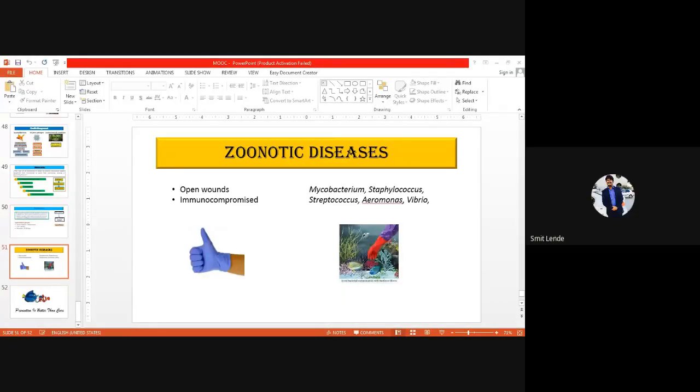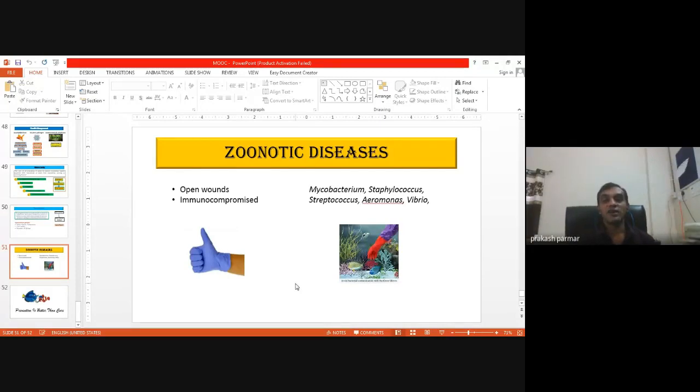So zoonotic diseases are diseases that spread from fishes to humans. That also we have to consider, because it is important for human health. Generally, mycobacteria are more zoonotic in nature than Staphylococcus, Streptococcus, Aeromonas, and Vibrio. These are common organisms present in the aquatic environment. They can spread disease and can move to humans also, and they cause zoonotic diseases. So how can we prevent the disease, or who should not handle the fish?